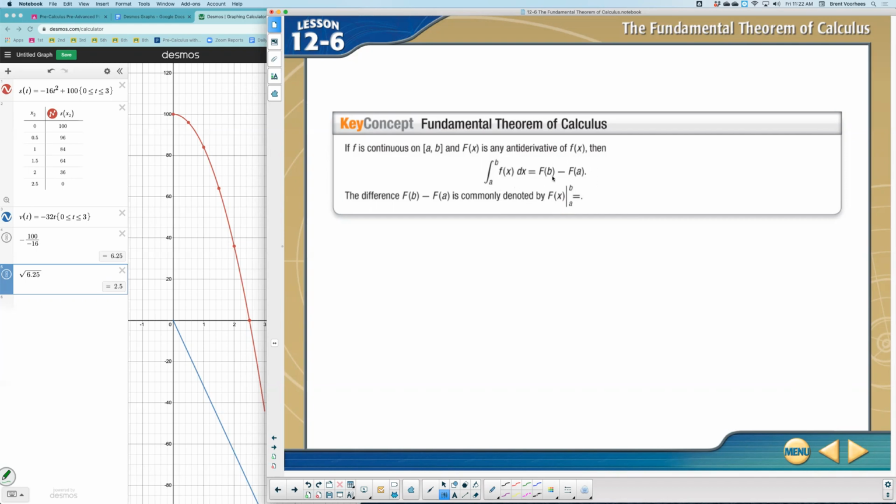So that's how we're going to solve these integrals without using technology. It's the difference of the antiderivative evaluated at b minus the antiderivative evaluated at a. The top of the integral minus the bottom, or the right bound minus the left bound. And it'll be represented using this form.